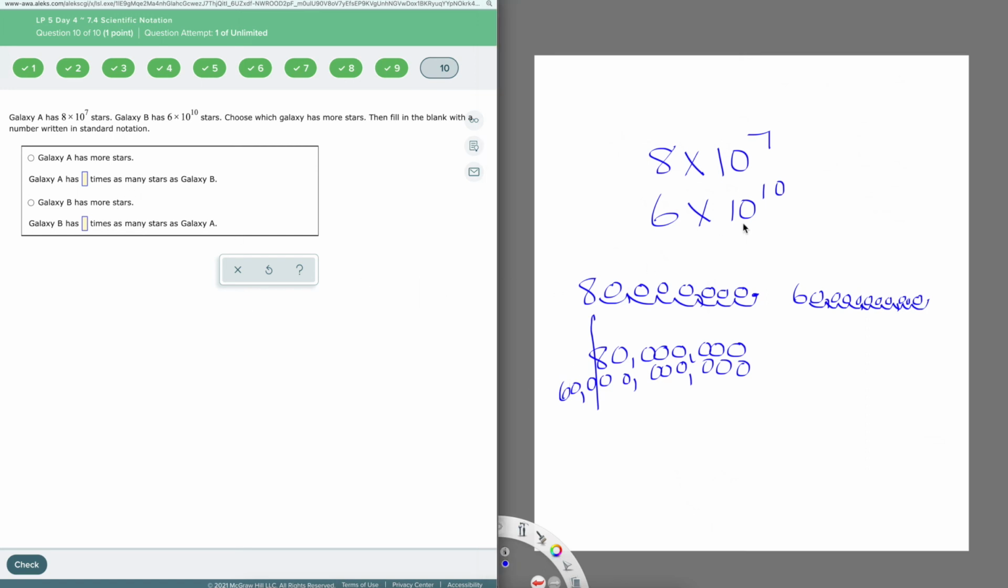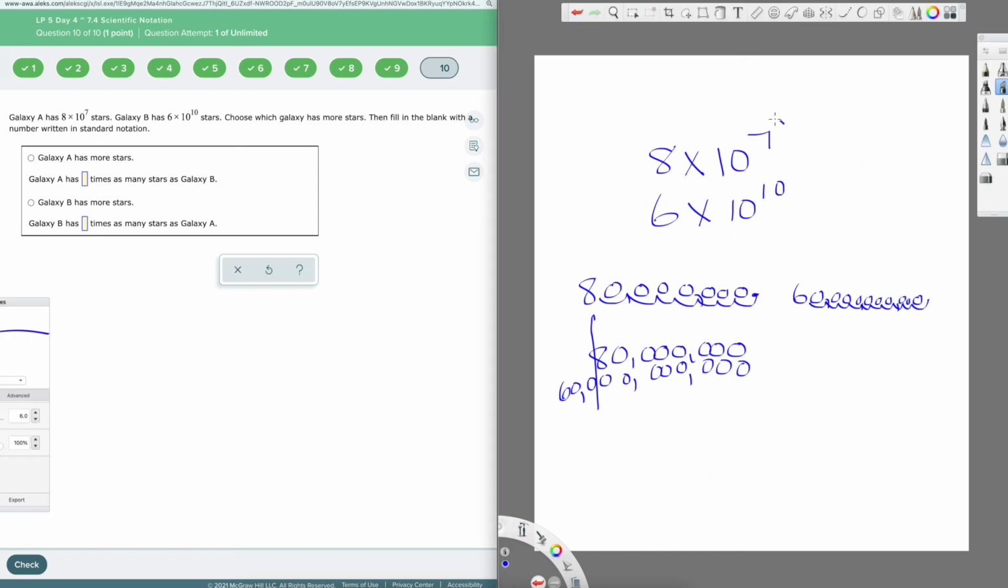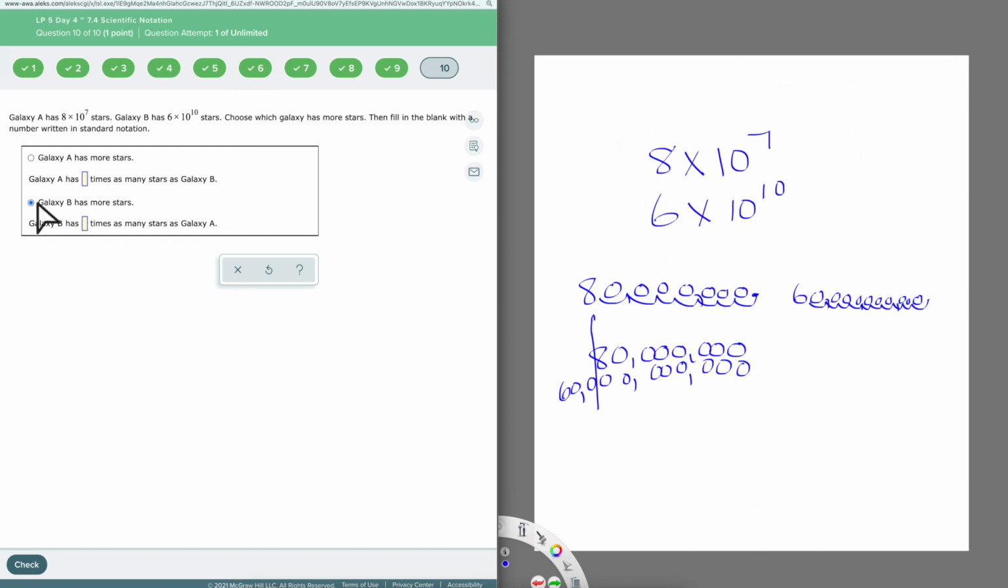I could have also moved this over so that it was 7. So I could have just taken 3 away, and then this would be a bigger number than 8. So if they're the same base, you can just compare the coefficients and just say which one's bigger there. So Galaxy B is definitely bigger. It has more stars. And then we want to look at how many times bigger.